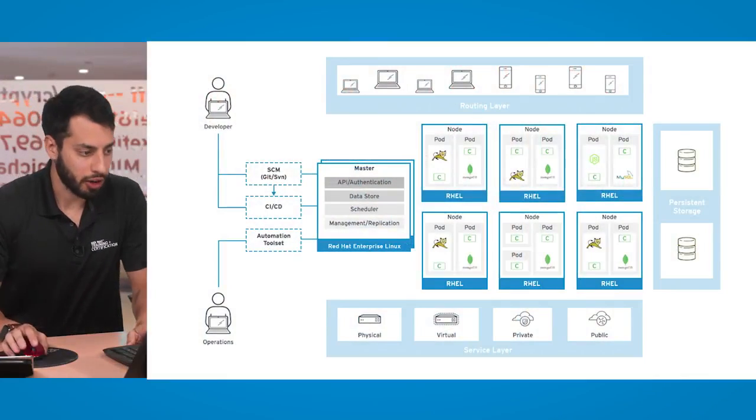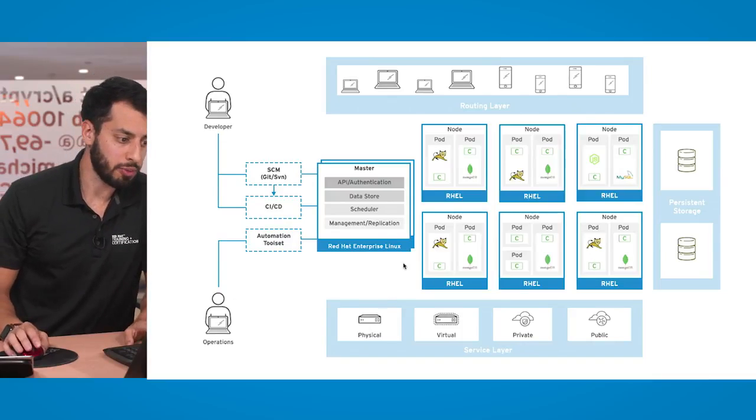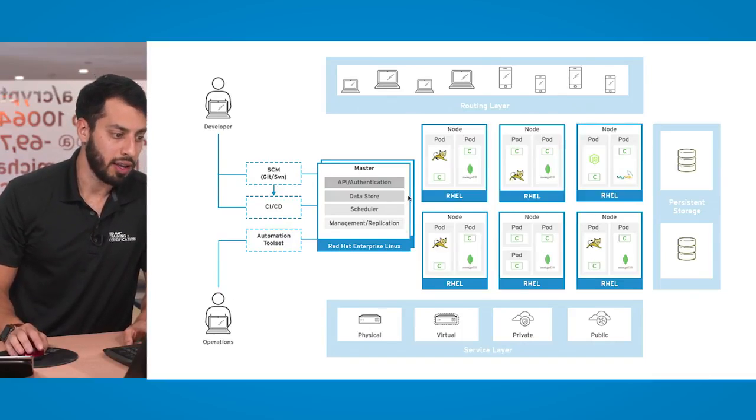So let's take a look at this diagram here. We don't need to get into the weeds too much with it, but I think it's helpful to see the master and how it interacts with the nodes. As I mentioned before, you can see on the node we're running multiple pods, and you don't have to run two.